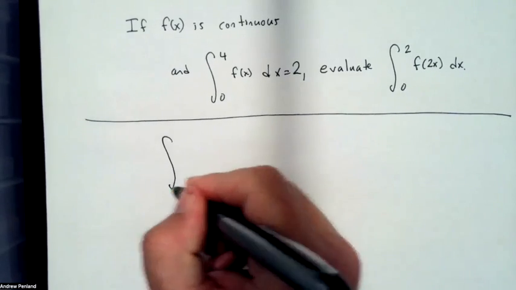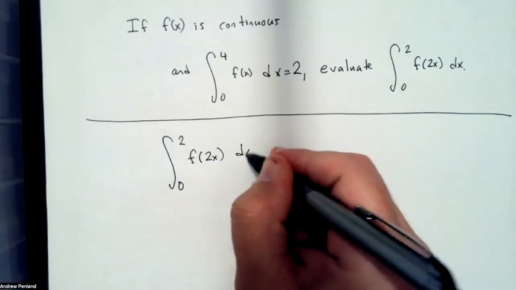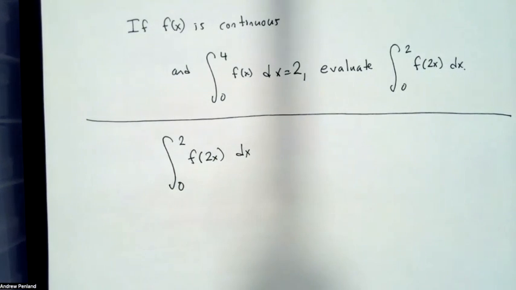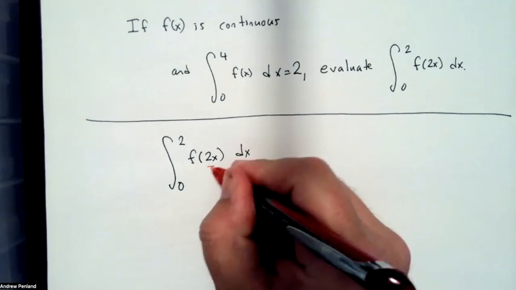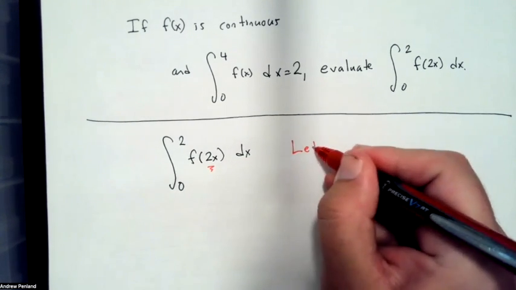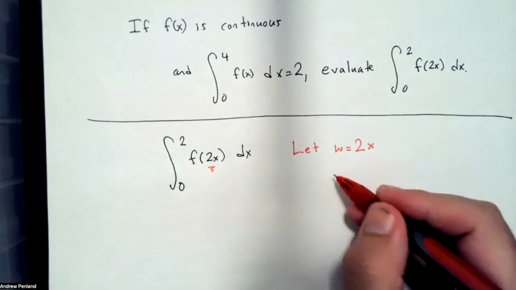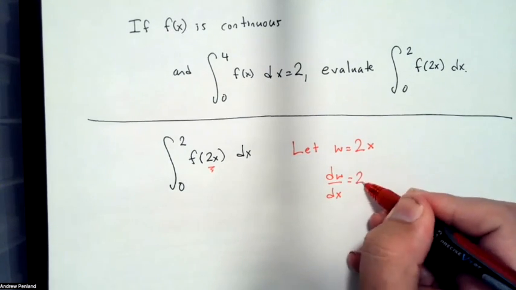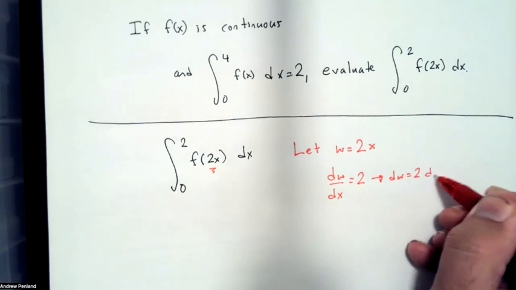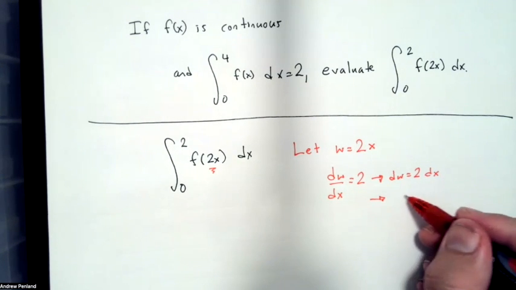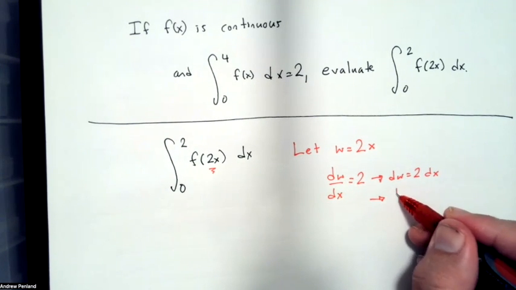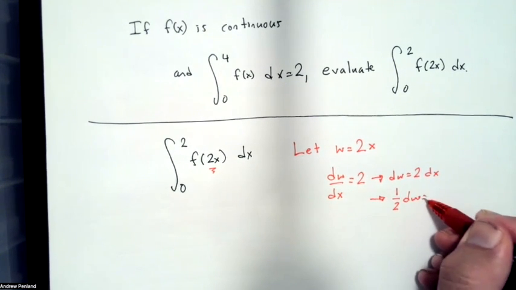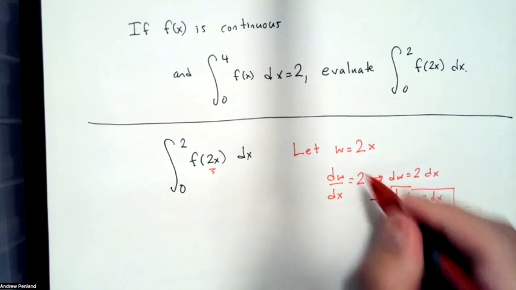Because this is a composite function, f of 2x, I can make a substitution here and say let w be equal to 2x. Then when I take that derivative, I get dw/dx is equal to 2, so dw is equal to 2 dx. And I like to solve it all the way out, so 1/2 dw is equal to dx. You see where I got those two things from?